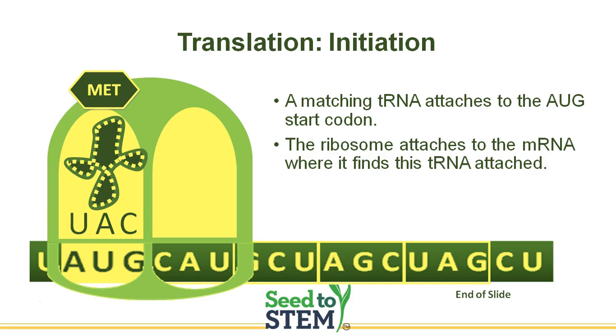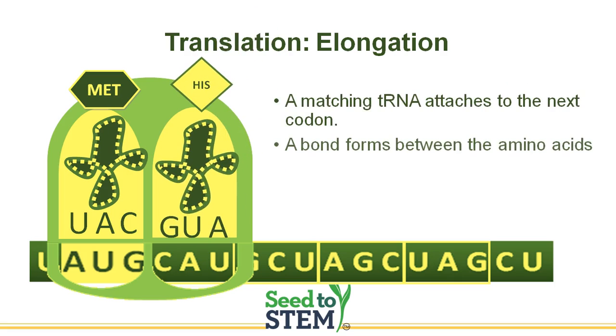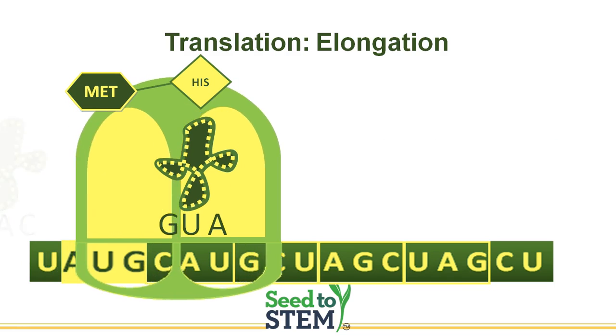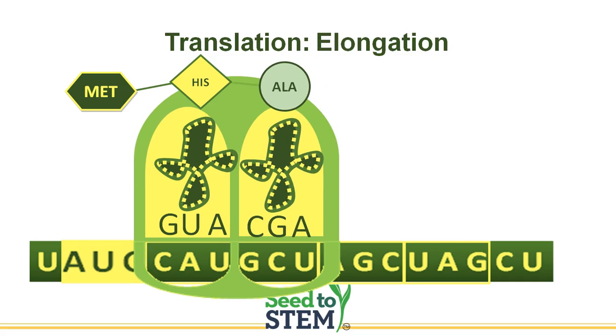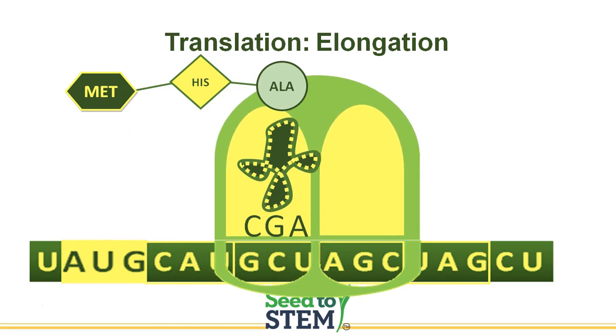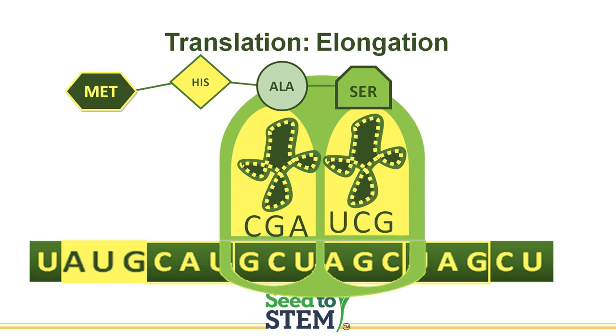There is now an open site in the ribosome for another tRNA molecule that matches the next codon. Here the codon CAU is complemented by the anticodon GUA. That tRNA molecule carries the amino acid histidine. A peptide bond is formed between methionine and histidine, and the ribosome slides down one codon. This allows the next tRNA molecule to attach. This process repeats itself as the protein is elongated.